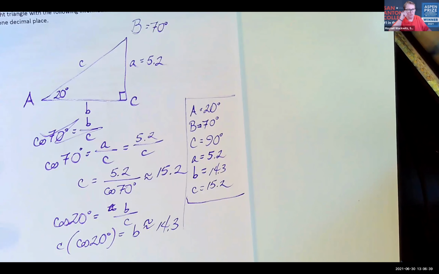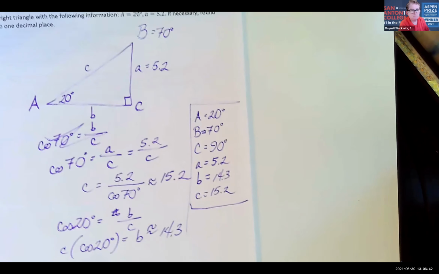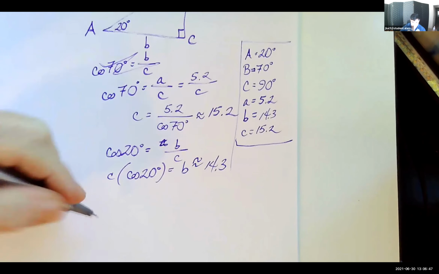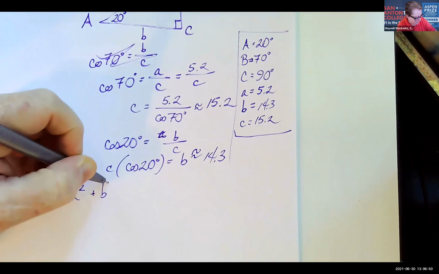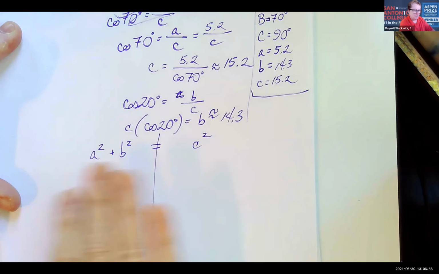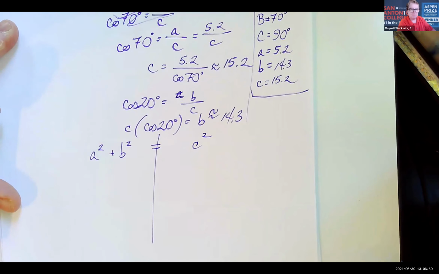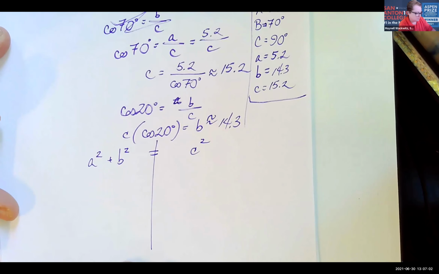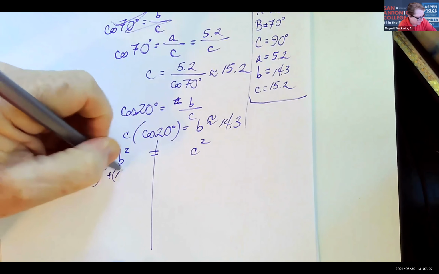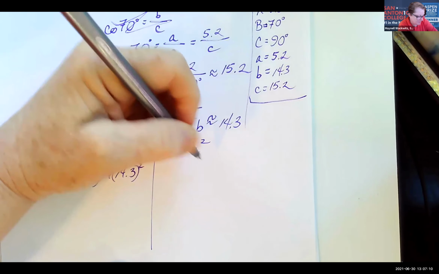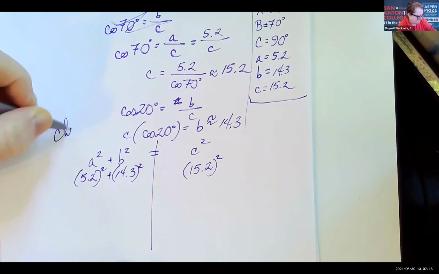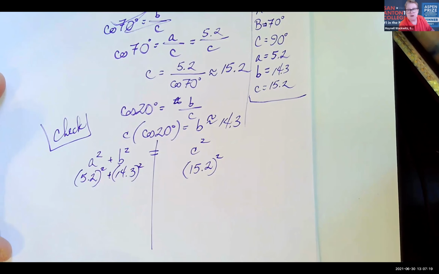Whenever we have a right triangle, what can we use to check? Pythagorean theorem. Good. So it should be true that a squared plus b squared is the same as c squared. When we're checking, we do the two sides separate of one another, and at the end, we see if we get the same thing. So we have 5.2 squared plus 14.3 squared, and the right-hand side will be 15.2 squared. What is 5.2 squared?